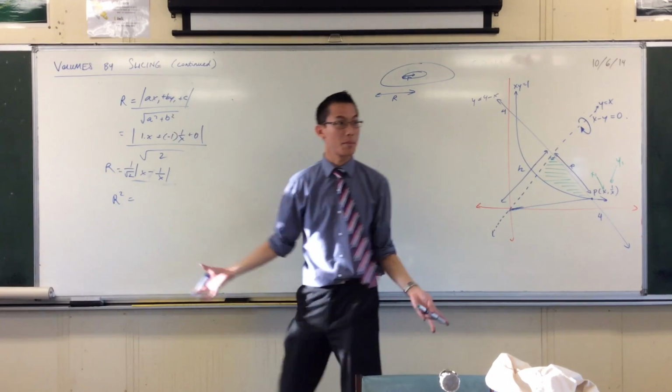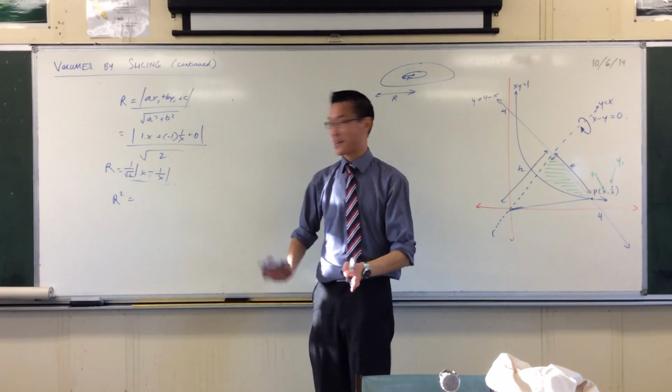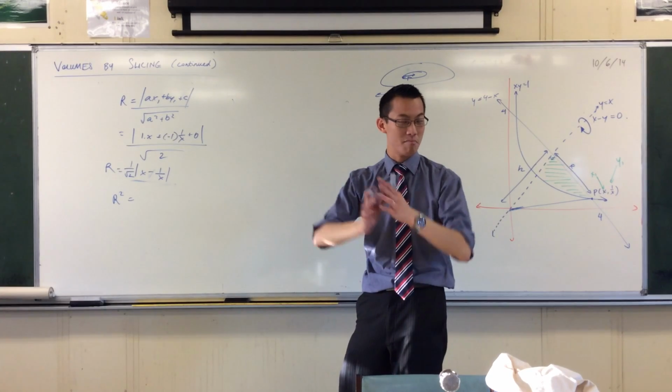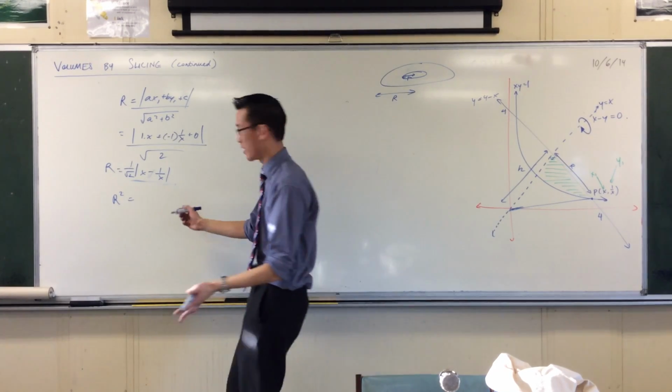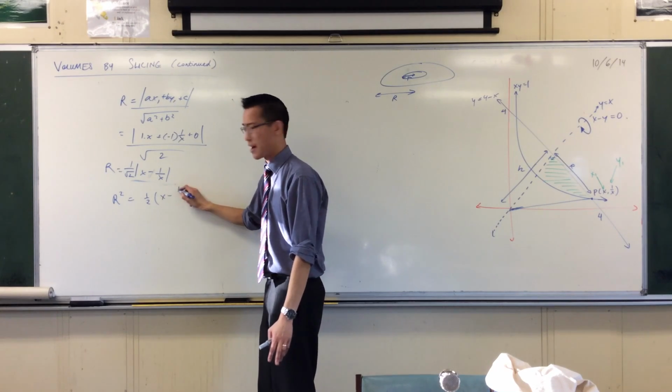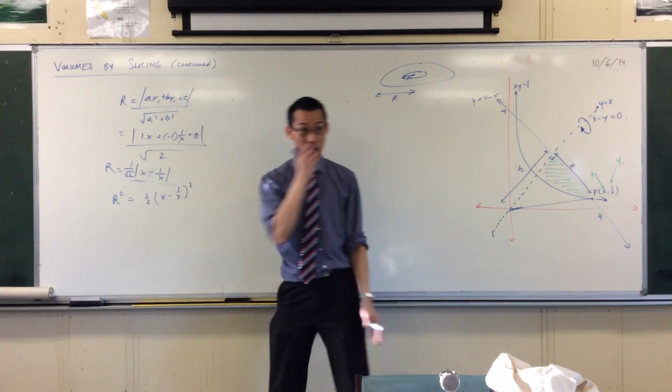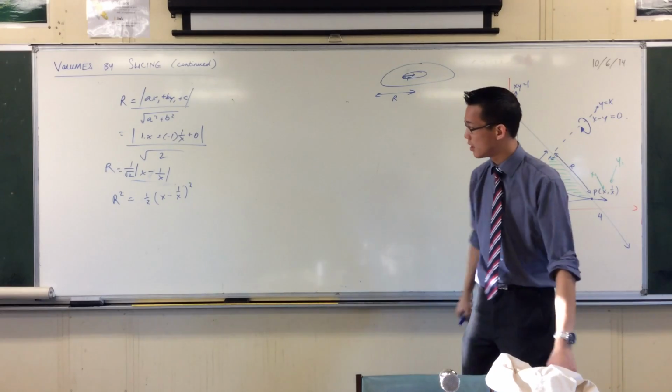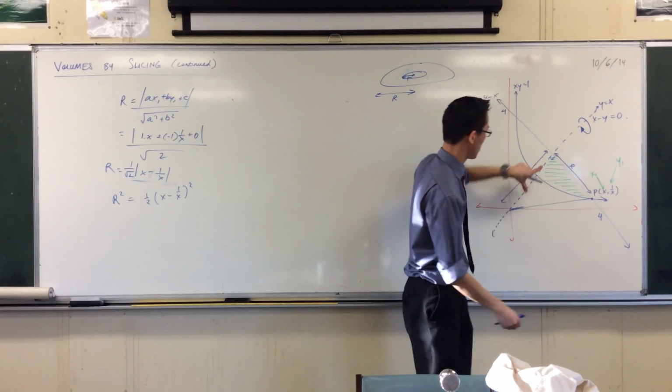R squared is what appears in Pythagoras, right? Which is actually good for me because it gets rid of the square root and it means I don't have to worry about the absolute value, right? So what do I get? A half? X minus 1 on x squared. Is that okay? That's r squared. How do you connect that to that?